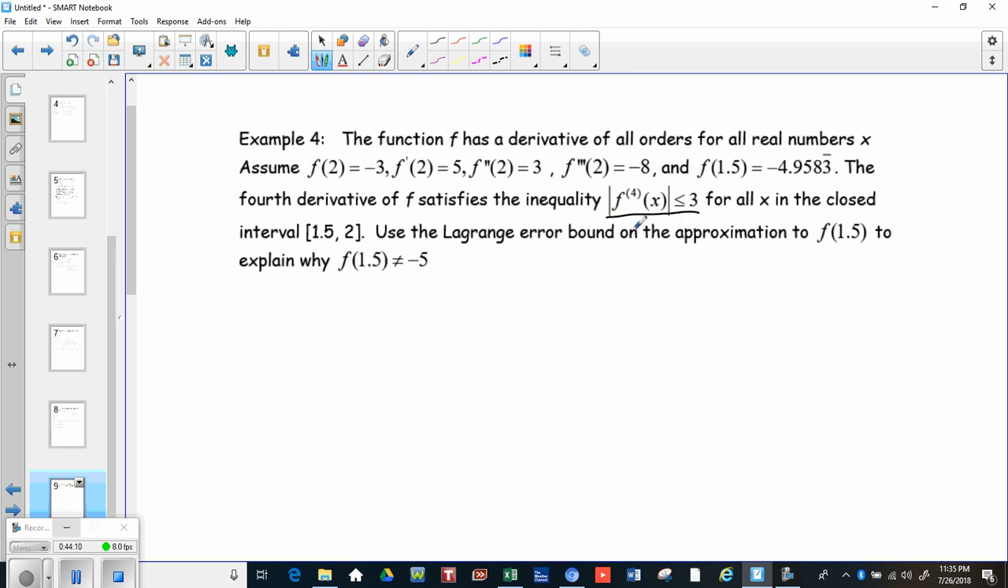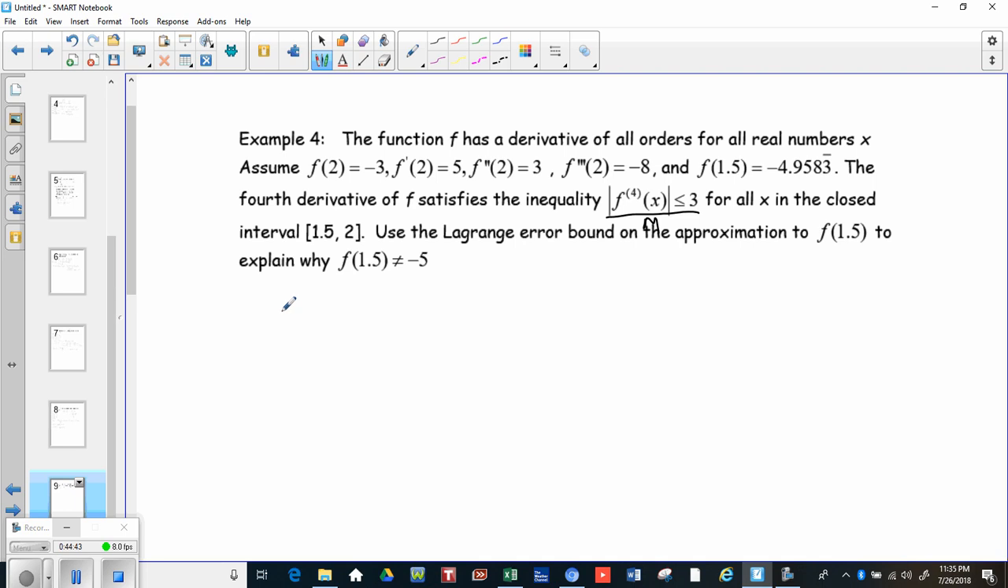This looks like this is our m, if we need it, for all x in the closed interval from 1.5 to 2. Use the Lagrange error bound, yep, Lagrange error, so that's good, that's m, on the approximation to f of 1.5 to explain why f of 1.5 cannot equal -5. Well, that should be pretty straightforward. I don't actually think we need all this stuff, but let's see.